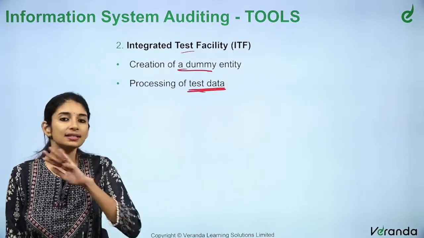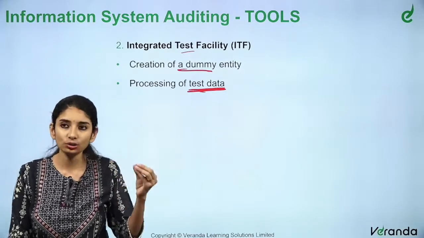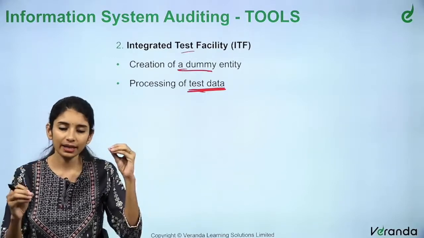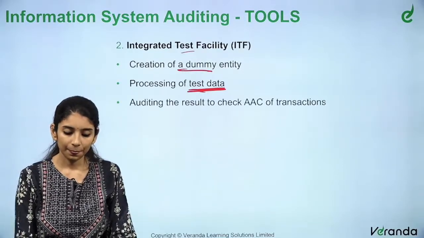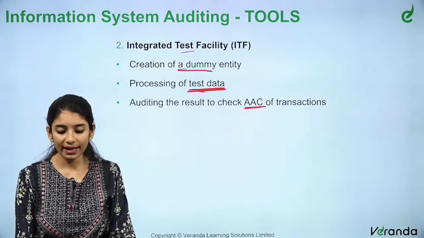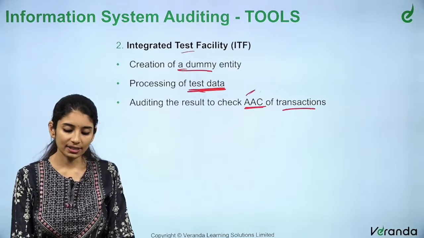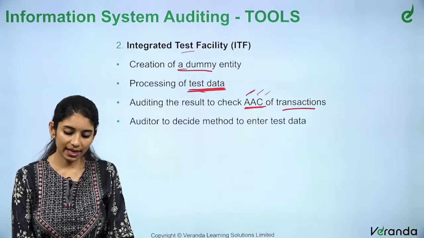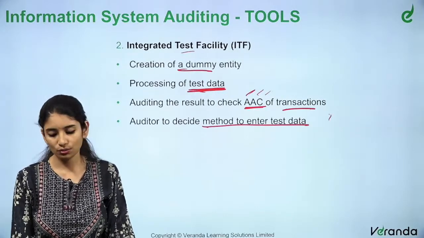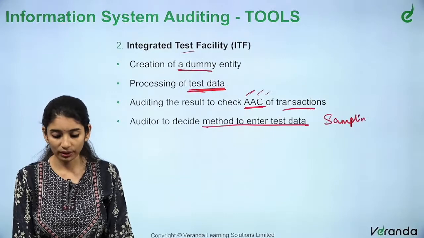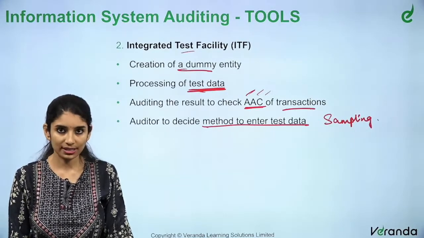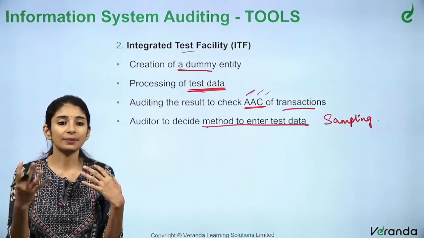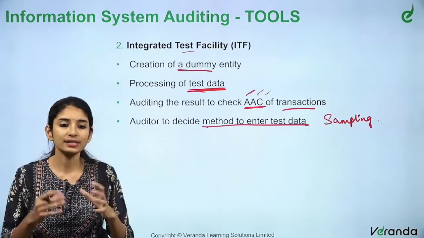Now, this test data is just like my real data, because I need to compare the result of my company A with my dummy company B. Auditing the results to check the AAC of transactions: authenticity, accuracy and completeness of transactions. Auditor to decide method to enter test data. So, the auditor needs to do some sampling, or decide what data he wants to put as test data. And the results he needs to compare with company A. Company B's dummy results he needs to compare with company A, to see if they are on the same lines.